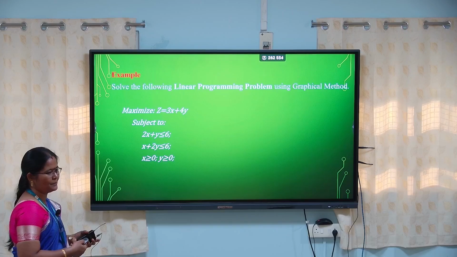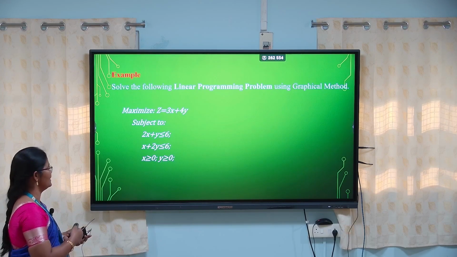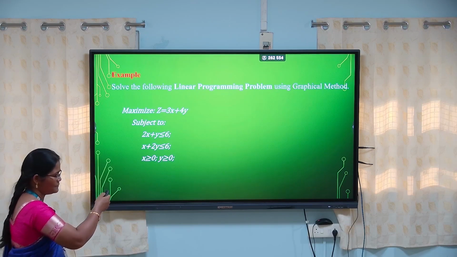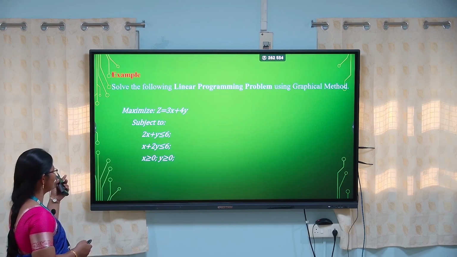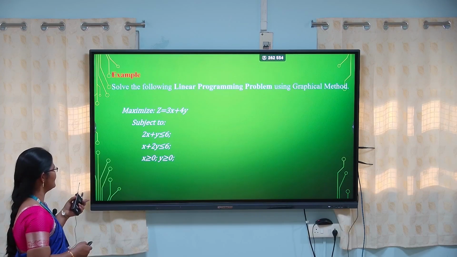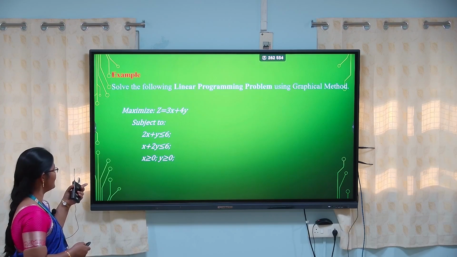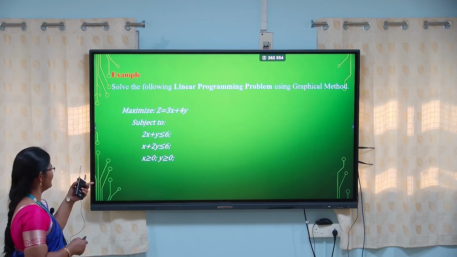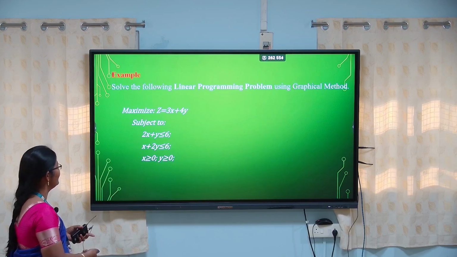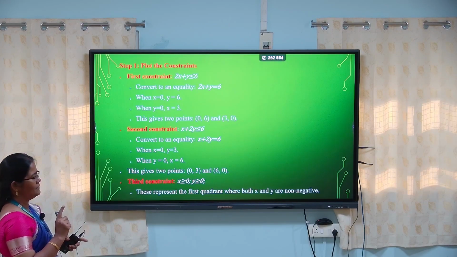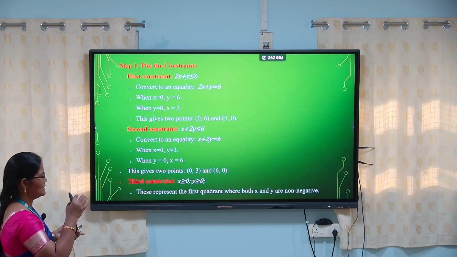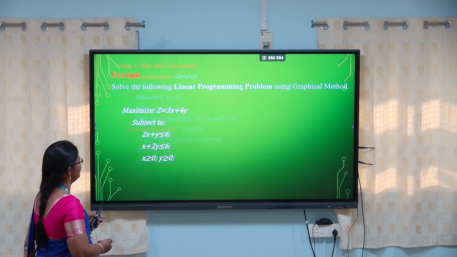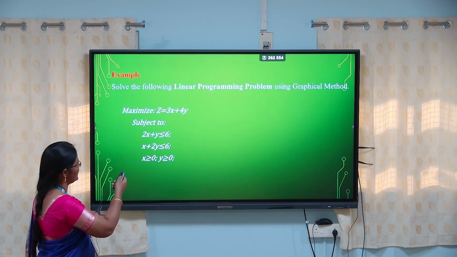Here is a simple example to learn the graphical method. The problem is maximization of z equals 3x plus 4y. This is the objective function, and the inequalities are 2x plus y less than or equal to 6 and x plus 2y less than or equal to 6. These are all the constraints, and the conditions x greater than or equal to 0, y greater than or equal to 0 are the non-negative restrictions. In step 1, we have to plot the equations as lines in this graph.